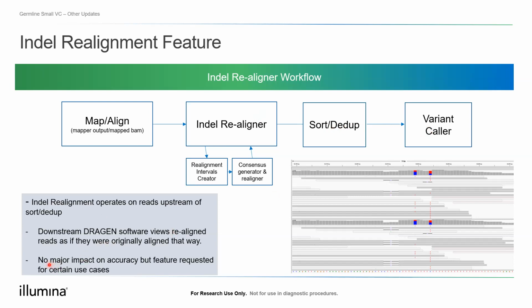As I mentioned over here, there is no major impact on accuracy, but it is a feature requested for certain use cases, which means some customers felt that this is something that they want to use downstream. When we run DRAGEN analysis for accuracy, having or not having this indel realign BAM file feeding in the variant caller, we did not see any impact in accuracy.